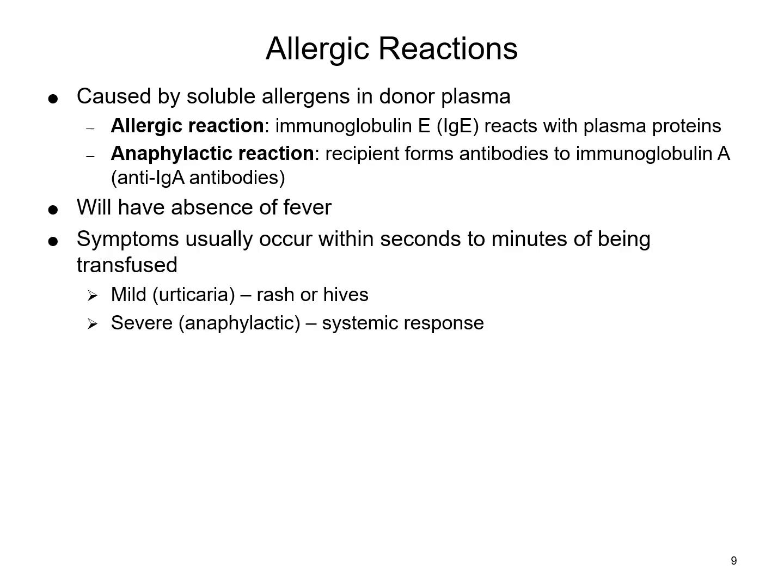Okay, so allergic reactions, these are caused by soluble antigens in your donor plasma. So it's the plasma products that are going to cause these type of reactions. Now, keep in mind that your red blood cells do have a very minimum amount of plasma in there, so that's not to say that you will not see an allergic reaction in a red cell unit. It's just going to be more associated with those plasma products. Now, an allergic reaction is just going to be an IgE type of reaction with those plasma proteins.